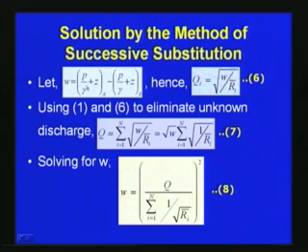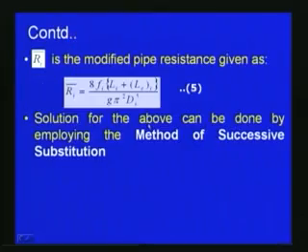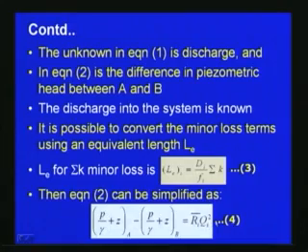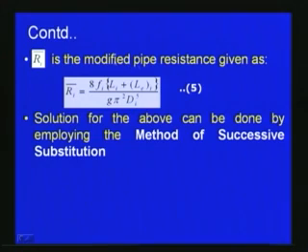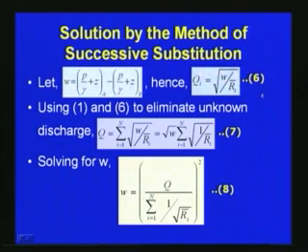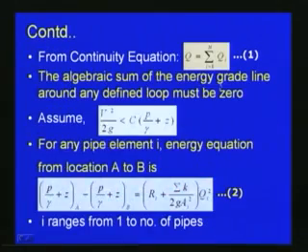If the piezometric difference between A and B, let us write W, is equal to P by gamma plus Z at A minus P by gamma plus Z at B, then with respect to equation number 4, we can write Qi is equal to square root of W by Ri bar, where Ri bar is the modified pipe resistance as in equation number 6. So, we can now use equation number 1 and 6. Equation number 1 here is the continuity equation.